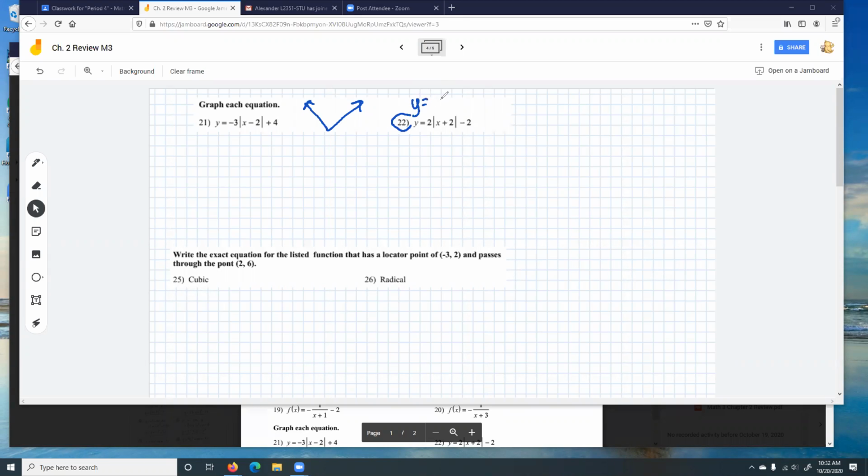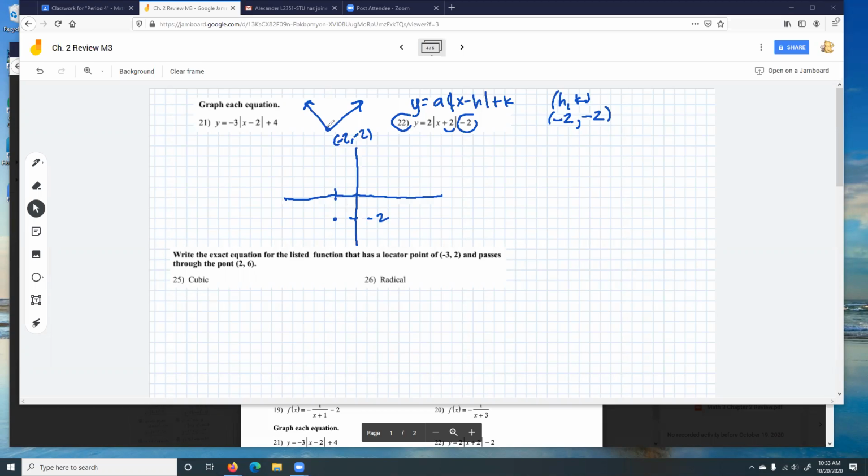So my y equals a times the absolute value of x minus h, plus k. My h is going to be the opposite of what's inside here. Opposite of +2 is -2. My k is going to be the outside number here, -2. So my vertex, this vertex right here, is going to be -2, -2, right? So we're supposed to graph this. -2, -2 is in the third quadrant. I should have put axes on here. -2, -2 is right here. So that's where my vertex is.